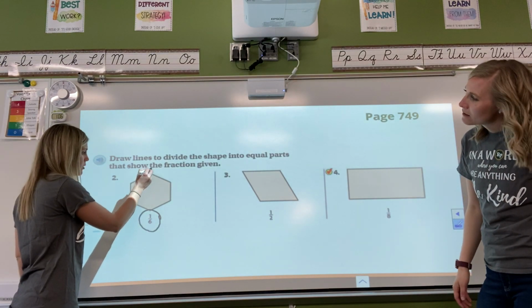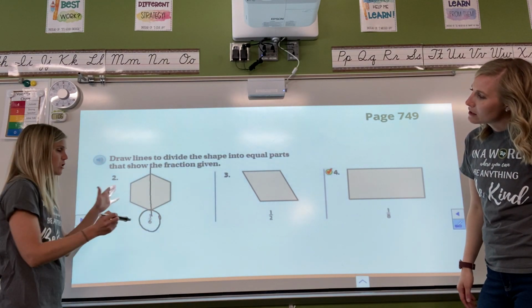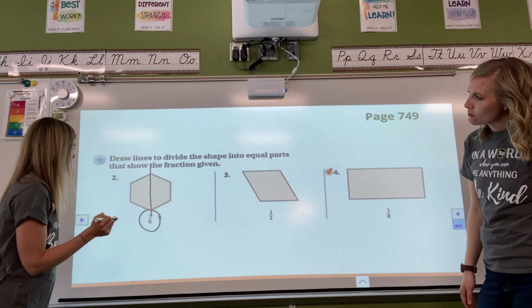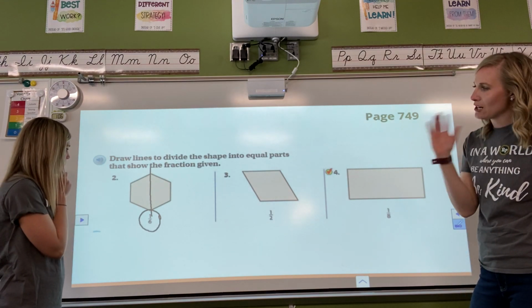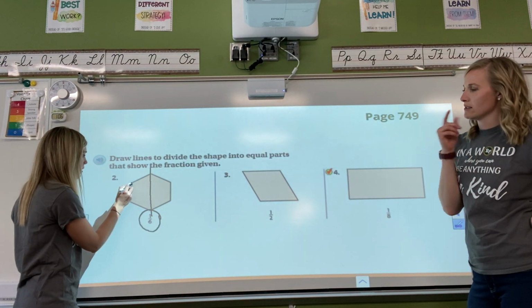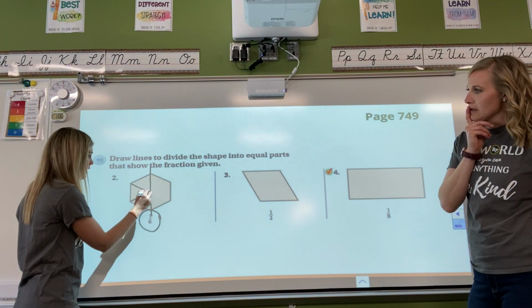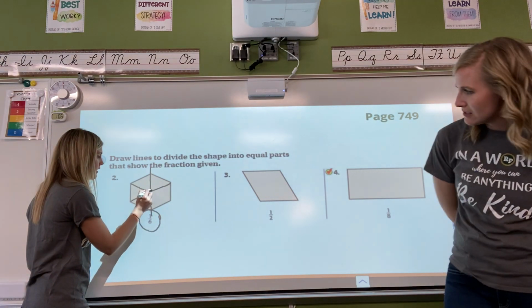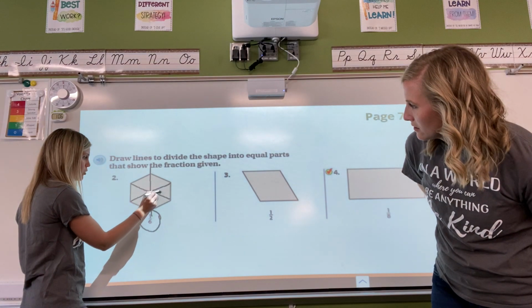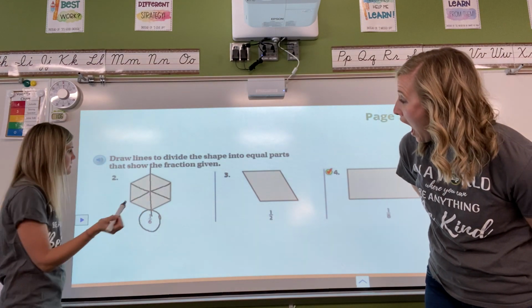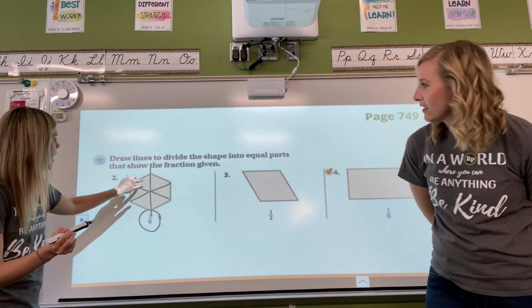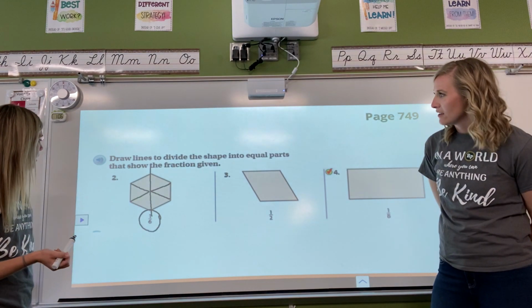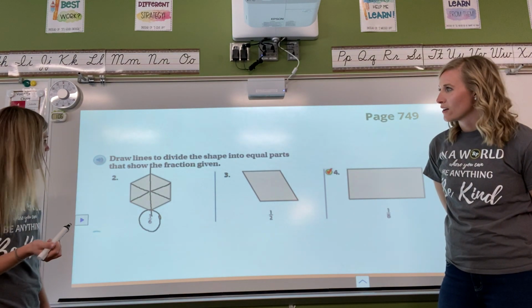So, I think I'm going to split it down the middle first. I'm at 2 equal parts. What if you went from corner to corner or angle to angle? Oh, like this? Does that equal 6 equal parts? Let's see. 1, 2, 3, 4, 5, 6. Yeah. So 6 triangles make up this hexagon.